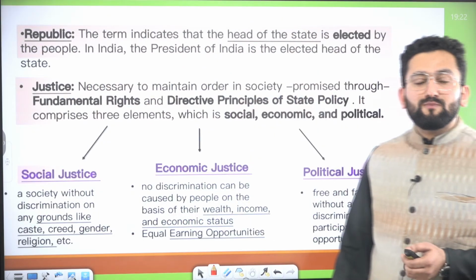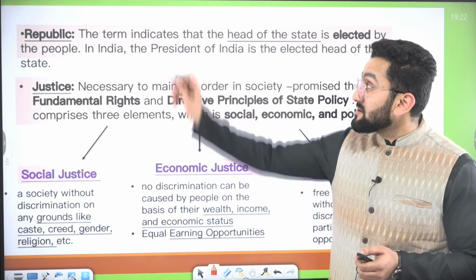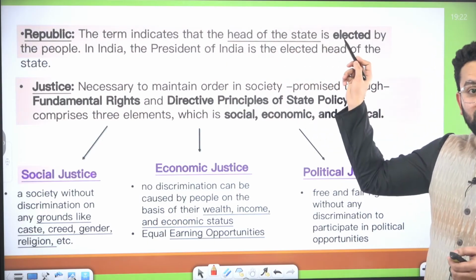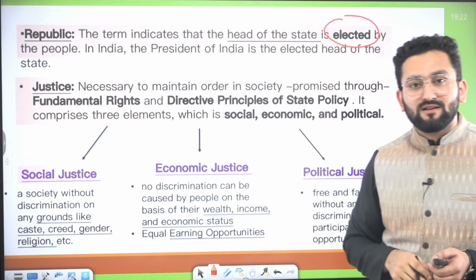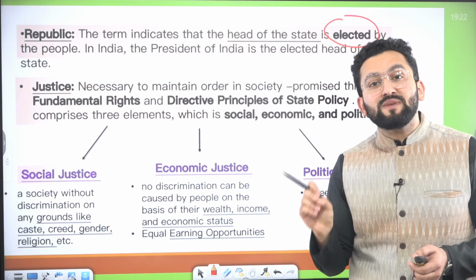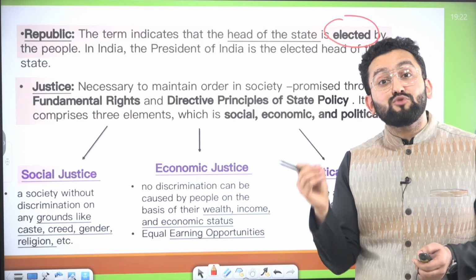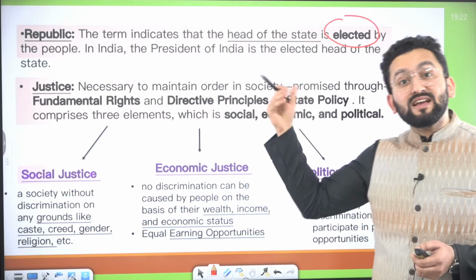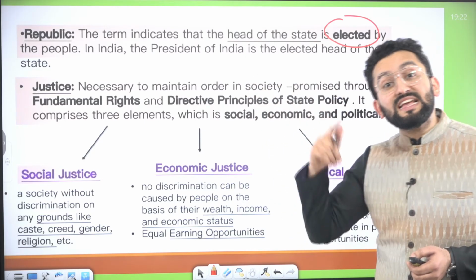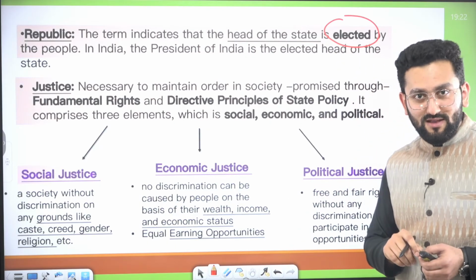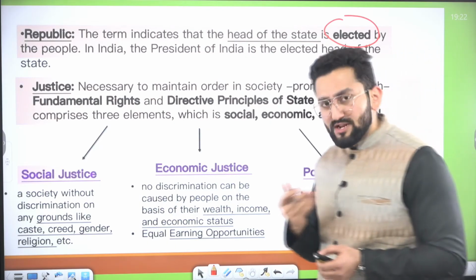Now, the word republic, it represents that the head of the state is elected. Means it is not hereditary. For example, Britain cannot be considered a republic. Britain is a monarchy, right? But India is a republic because the head of the state is the President and the President is elected. Okay? I'm making a statement. You have to tell me whether the statement is true or false.